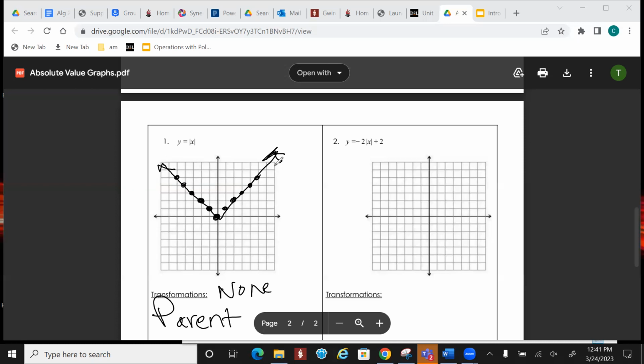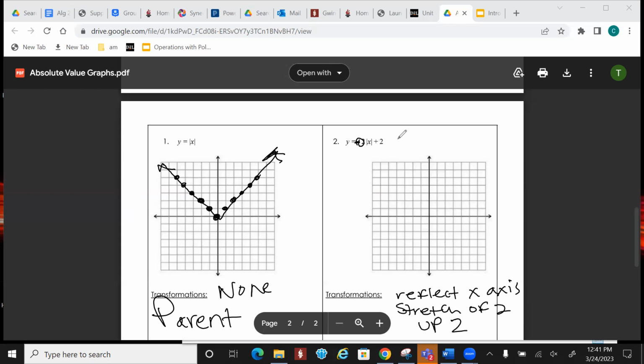So this is the one with no transformations on it. On the next one, we've got a bunch of transformations going on. We've got a negative out front, so that means we're going to reflect across the x-axis. We have a 2 out front as well, so that means we're going to have a stretch of 2. And then we have a +2 out here, so we're going to move up 2.